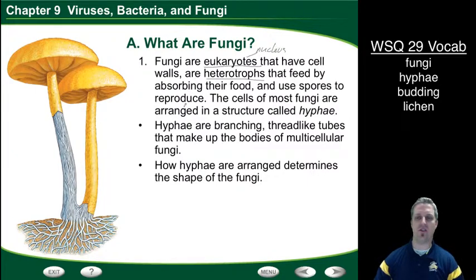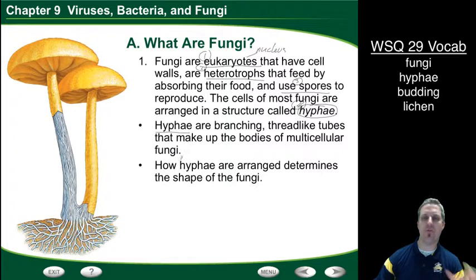We'll talk about that and the structure they use. They use spores to reproduce, all right? And the cells of fungi are arranged in structures that we call hyphae, and we're going to talk about them. So if you just took those four major things about fungi, fungi are eukaryotes, that's one. They're heterotrophic, that's two. They use spores to reproduce, that's three. And they have specialized structures known as hyphae, that's four.